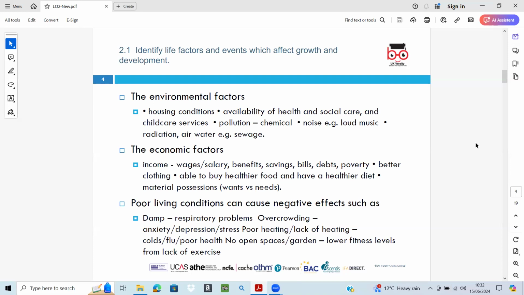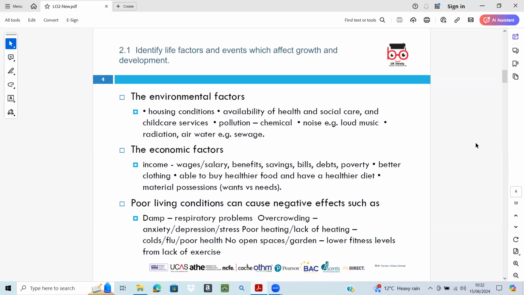Then we have material possessions, like wants versus needs. Financial stability allows individuals to differentiate between wants and needs, leading to more thoughtful consumption and better quality of life.